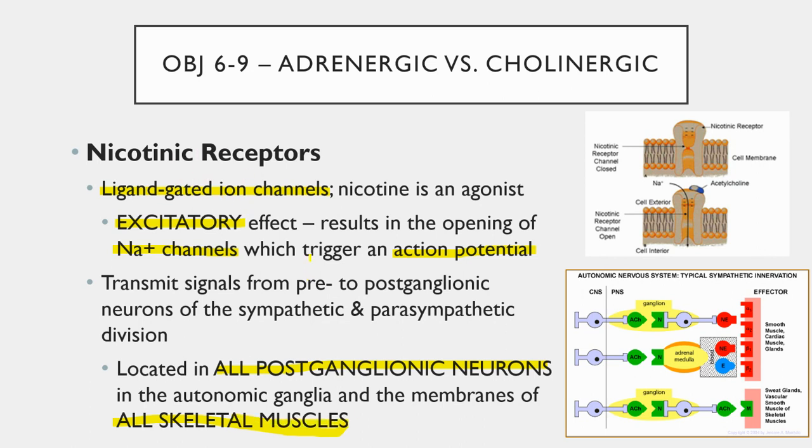So they're always responding to acetylcholine. Those sodium channels are going to open and action potentials are going to be triggered. So you can see over here in the picture, all of my preganglionic are secreting acetylcholine. All of my postganglionic were nicotinic receptors, okay?